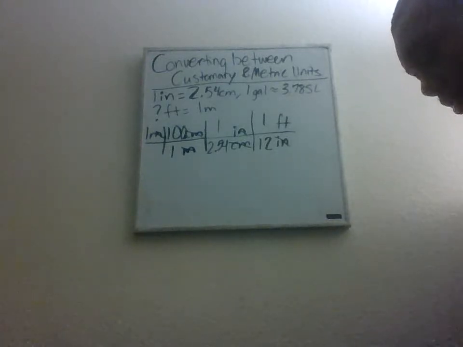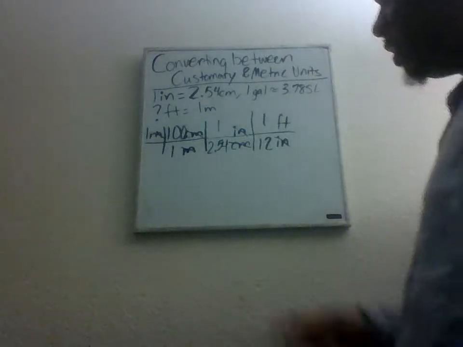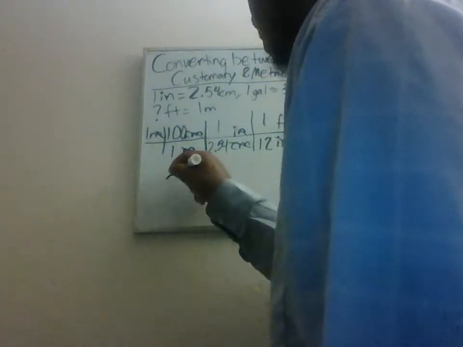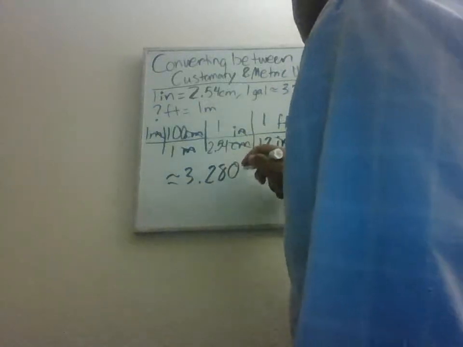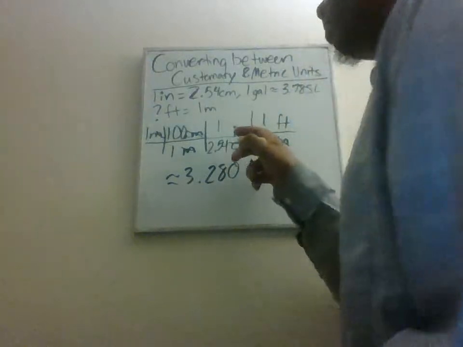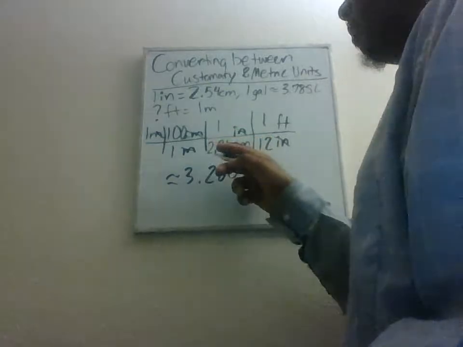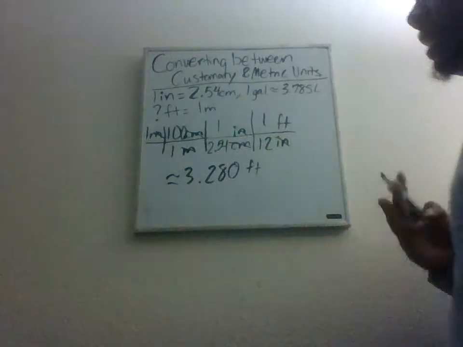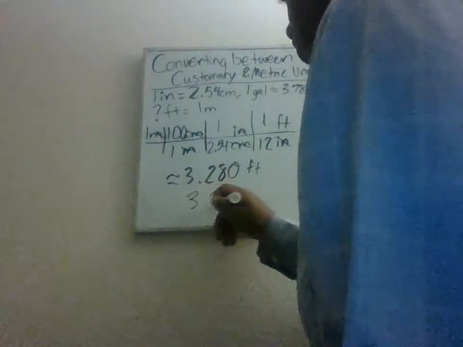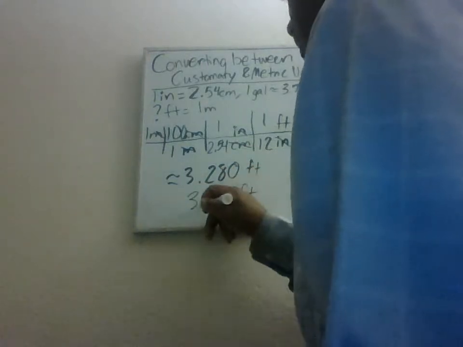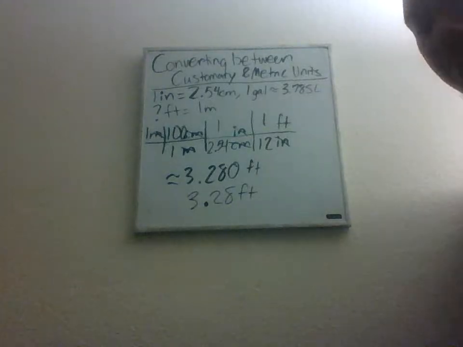Okay. If we were to do this, we would get approximately 3.28, and then it would be a 0 after that, feet. Well, the significance that we have from the conversion factor is 3, and it's exactly 3. So we could leave this then as 3.28 feet is the approximate number of feet in a meter.